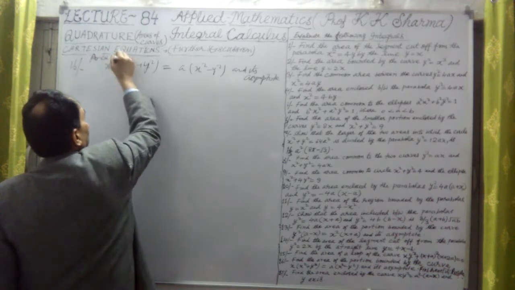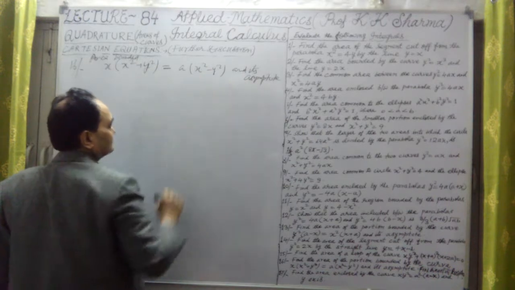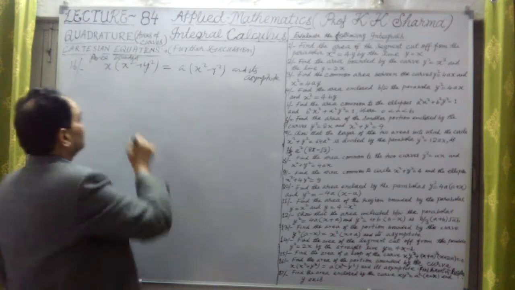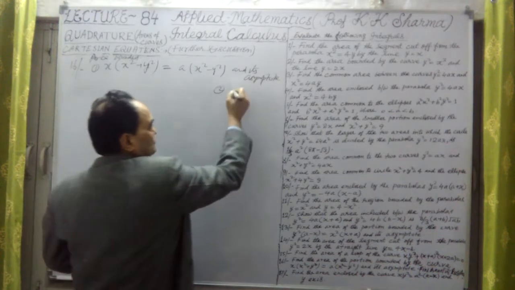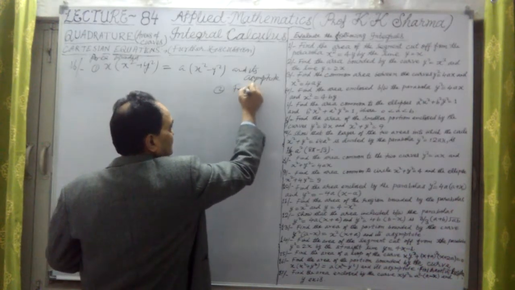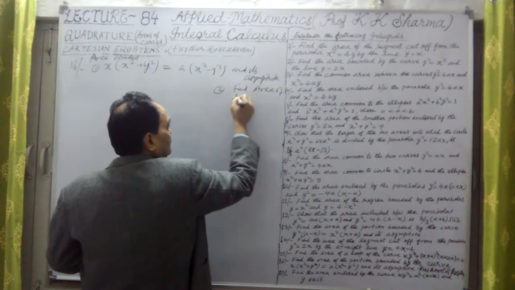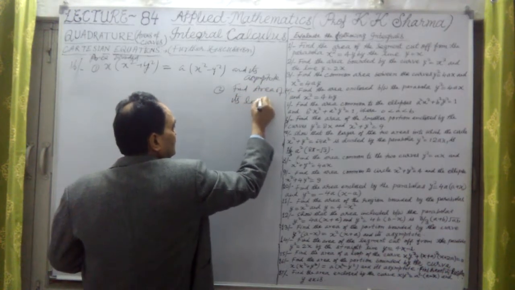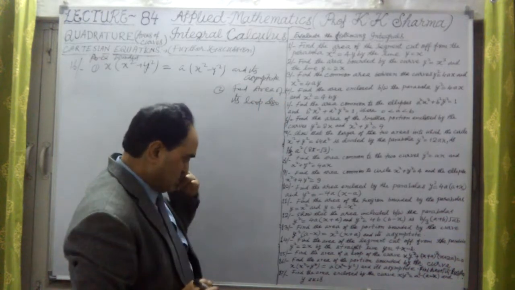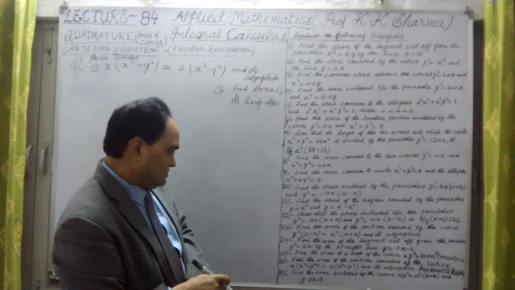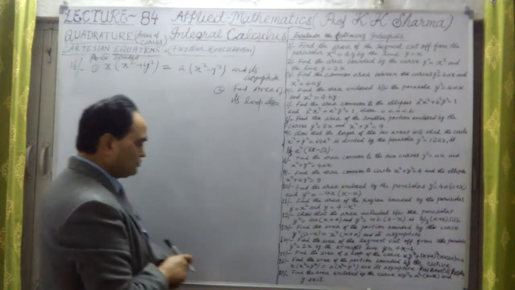Area bounded by this curve and its asymptote. This is the first question. Second says, find the area of its loop also. This is the second part of this question 16. Find the area bounded by the curve and its asymptote, and find the area of its loop also.